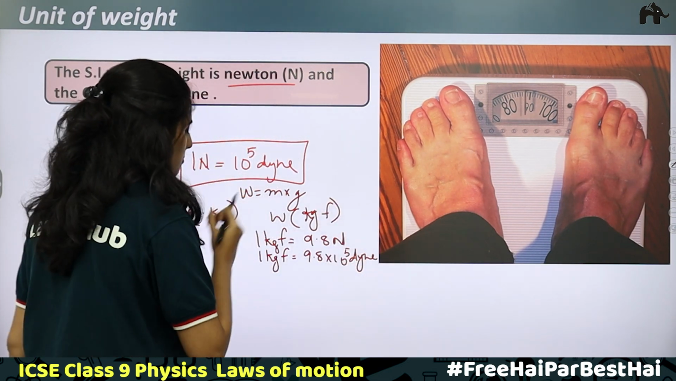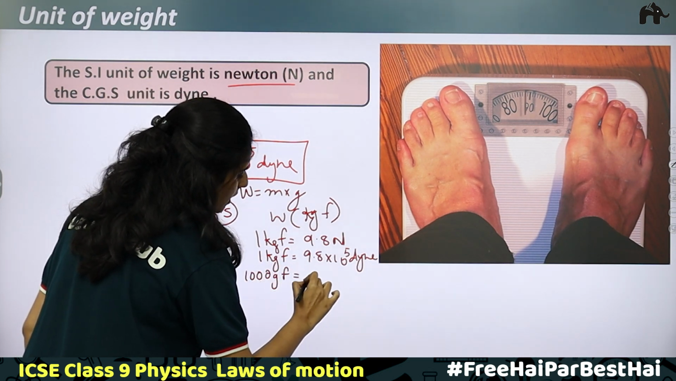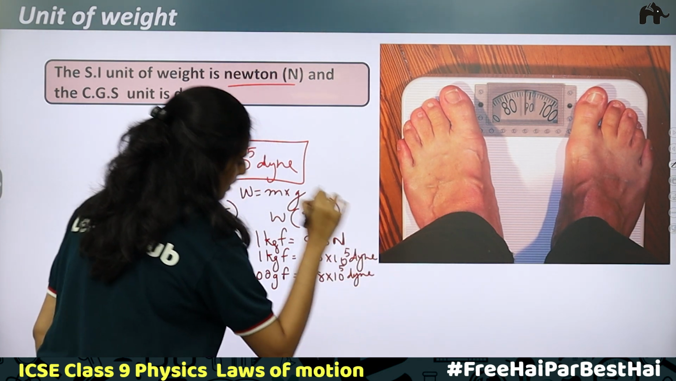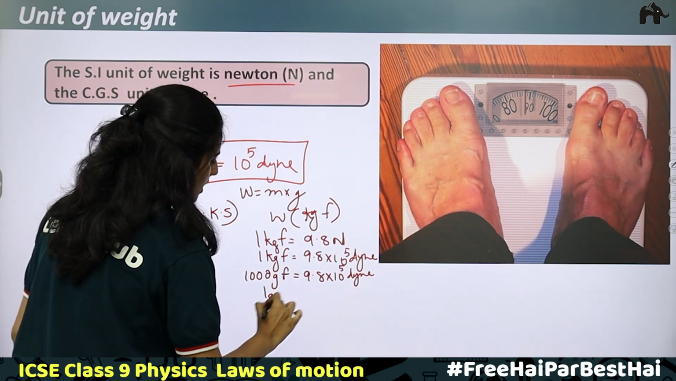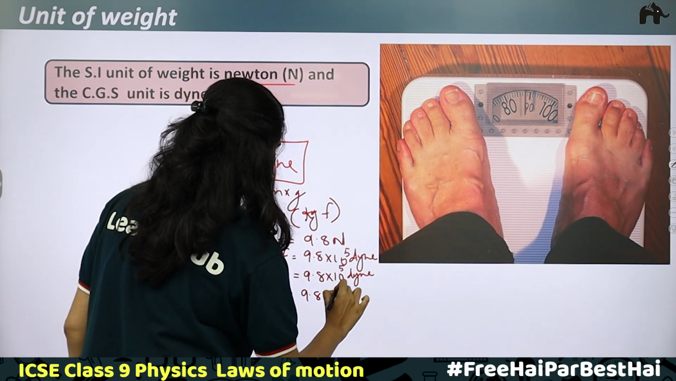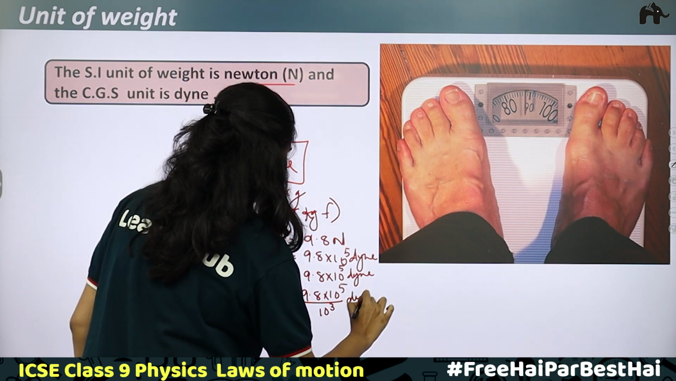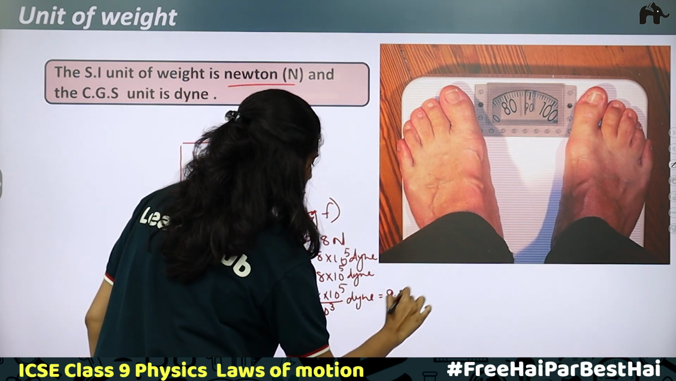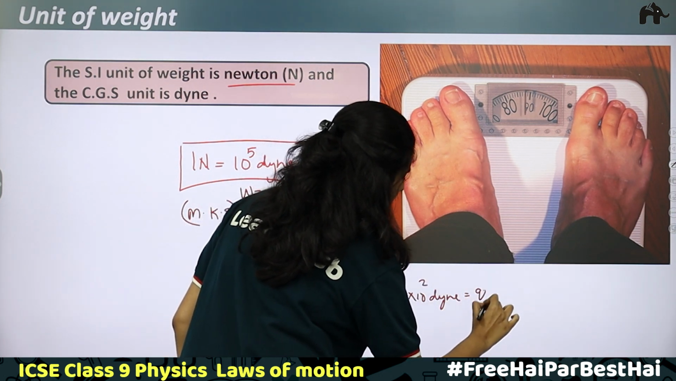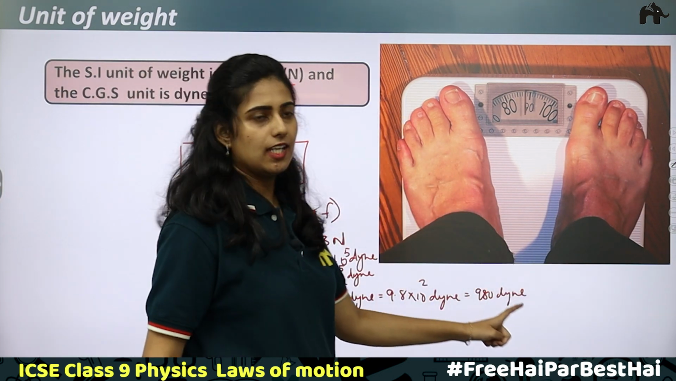If we need 1 gram force, 1 kilogram is 1000 grams. 1000 gram force will be equal to 9.8 into 10 raised to 5 dyne, which means 1 gram force will be equal to 9.8 into 10 raised to 5 divided by 10 raised to 3 dyne, that is equal to 9.8 into 10 raised to 2 dyne or 980 dyne. So 1 gram force will be equal to 980 dyne.